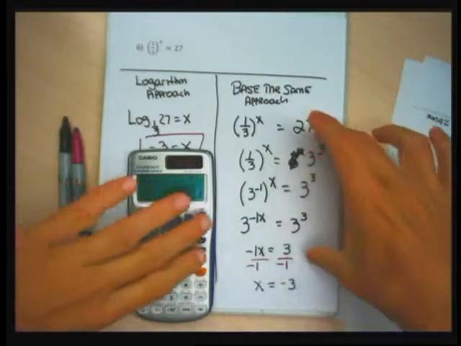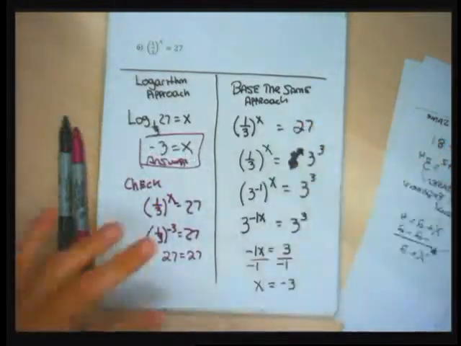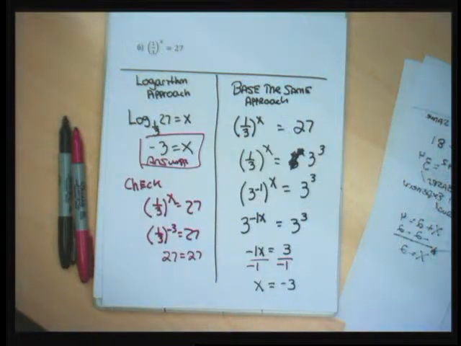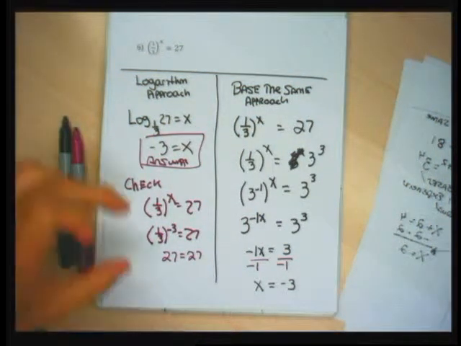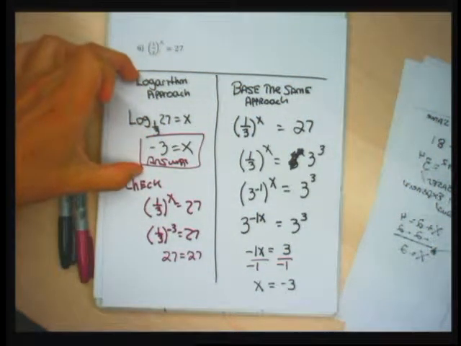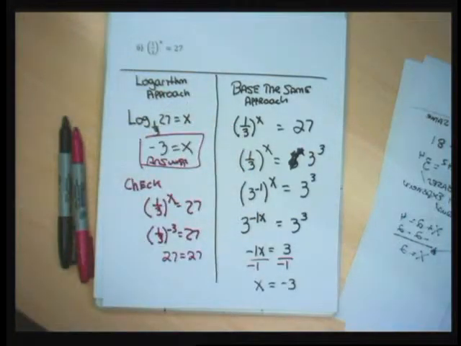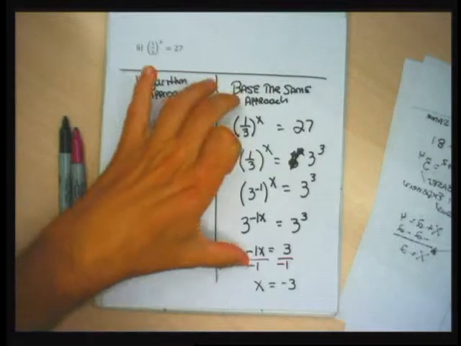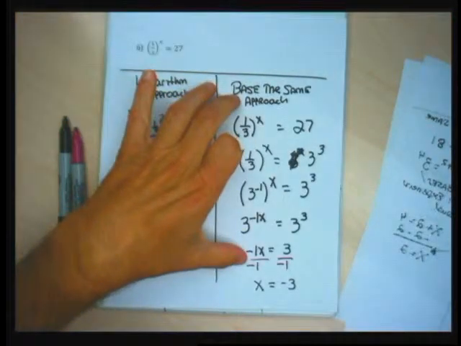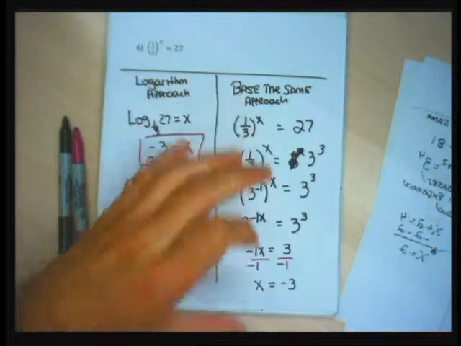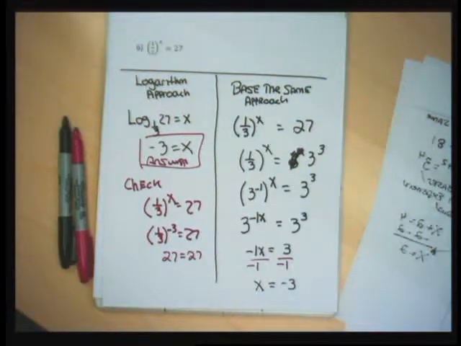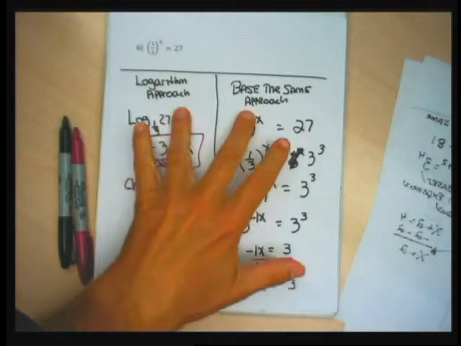In general, I wouldn't expect any intermediate algebra student to attack this problem using the same base approach, because if you look at the logarithmic approach, it's essentially one line, and the same base approach is kind of 10 lines. So this approach I would only use if it's painfully easy, if it basically takes about the same amount of work. And on the test, you'll have complete freedom to solve using either method.